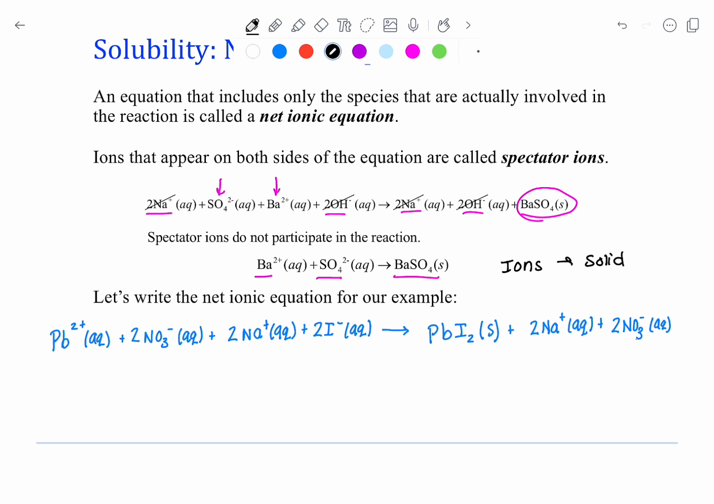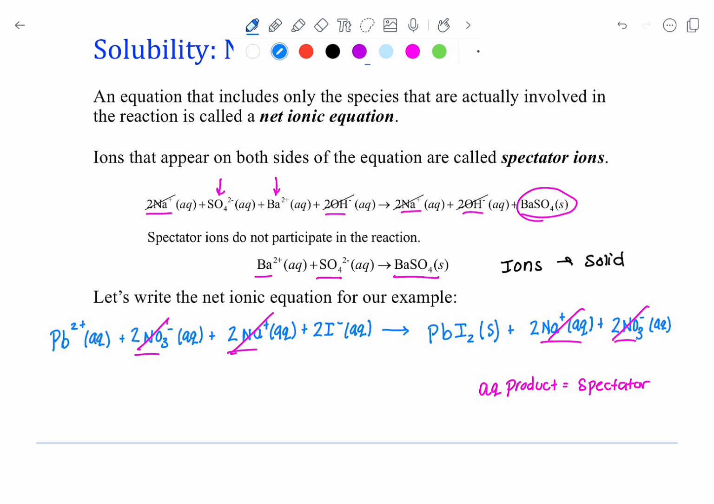Here is our net ionic equation from our previous example of lead nitrate and sodium iodide reacting to create lead iodide and sodium nitrate. So we have to look at what ions are the same on both sides. Well, we have nitrate and nitrate that are the same, and sodium that are the same, so we can cancel those out. Whatever is forming your aqueous product is going to be your spectator ions, because the other product is going to be your solid.